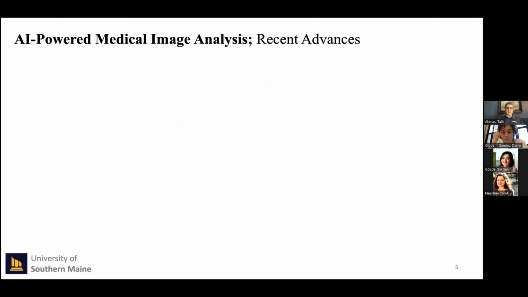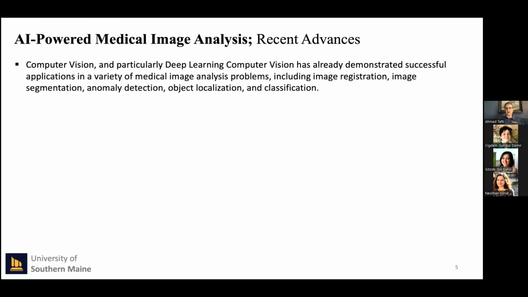Starting from this slide, I'm trying to go deeper into the main focus of this talk, which is about explainable AI in total joint arthroplasty. Before that, I would very much like to highlight recent advances we all have seen in terms of AI-powered medical image analysis. In doing so, I would like to start with 3 main papers recently published in the community.